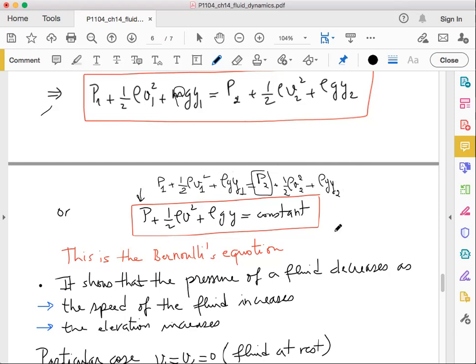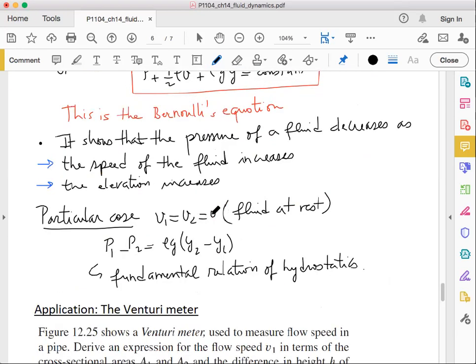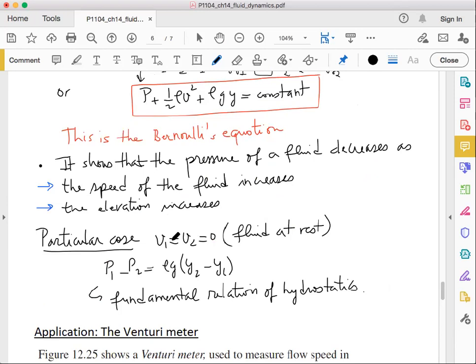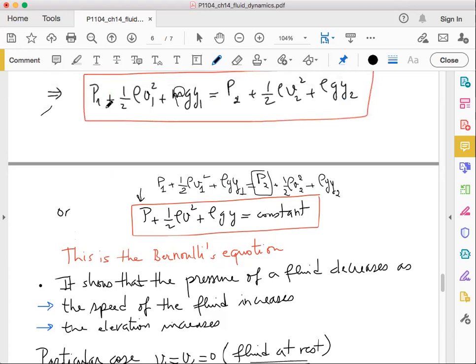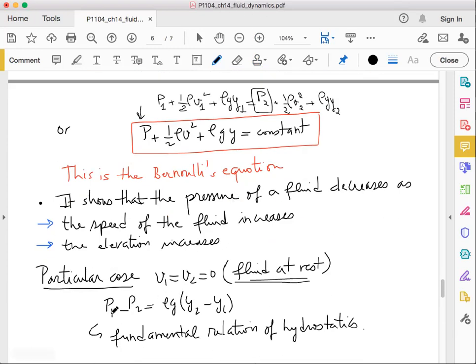One last comment is that we can have a particular case. A particular case is when the velocity or the speed of the particles is equal to 0. In this case, we consider a fluid at rest. So if we put V equals 0 in this equation, P1 plus half rho V1 squared plus rho GY1 equals P2 plus half rho V2 squared plus rho GY2, you will see that you end up with this equation, P1 minus P2 is equal to rho G (Y2 minus Y1).